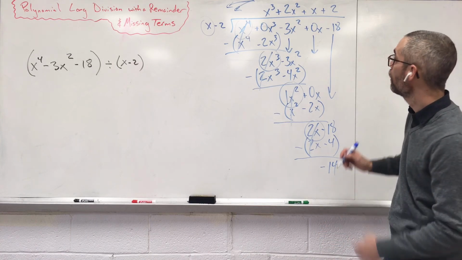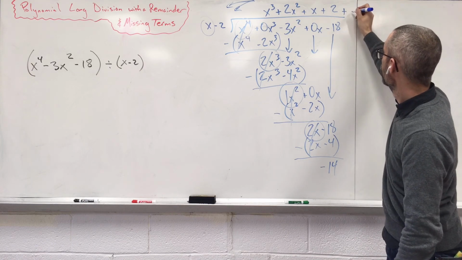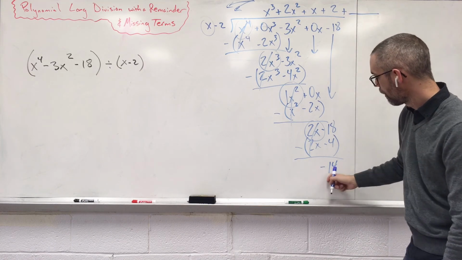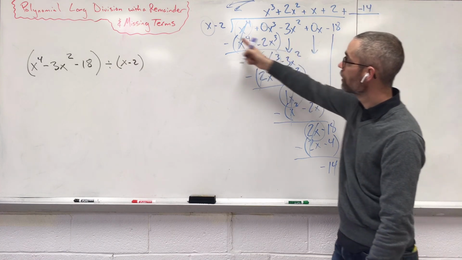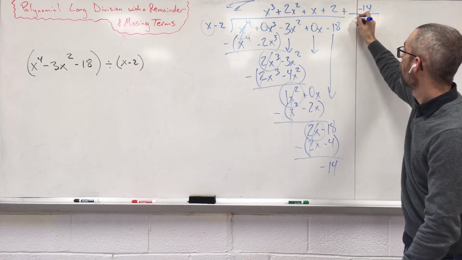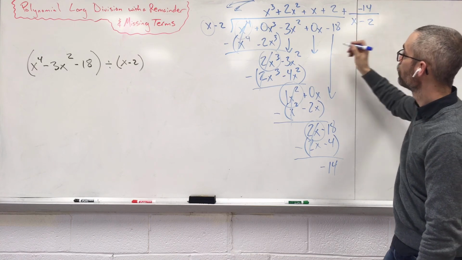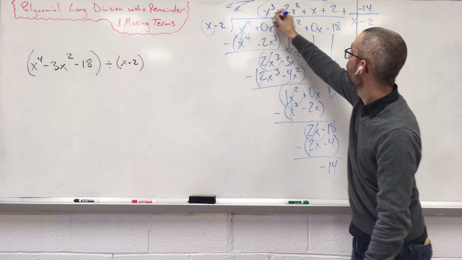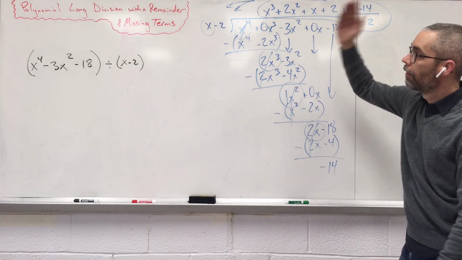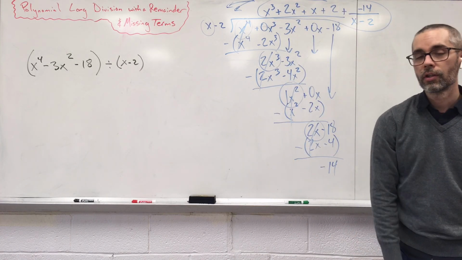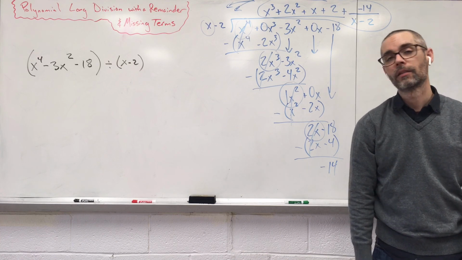So how do we write that? Well, we're going to say plus. We're going to give a fraction line. That -14 goes up top. What goes on bottom of the fraction is what we originally divided by, x minus 2. So our final answer is this big ugly thing. And that is polynomial long division with a remainder and missing terms.